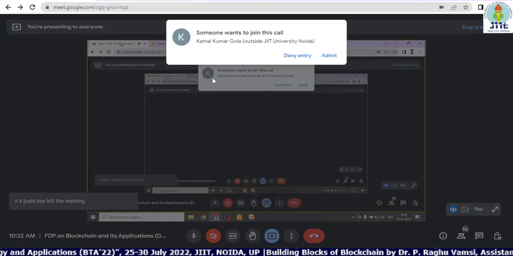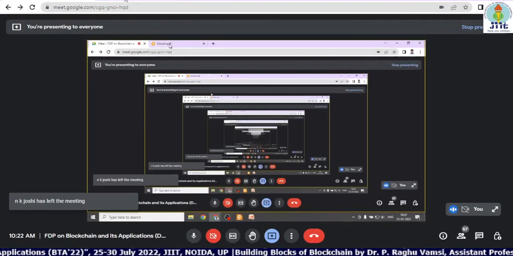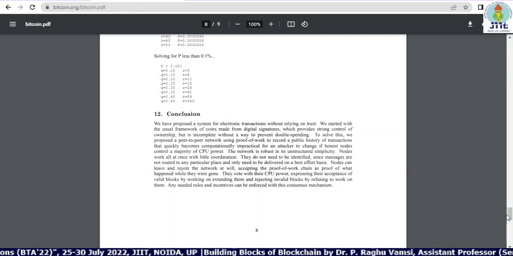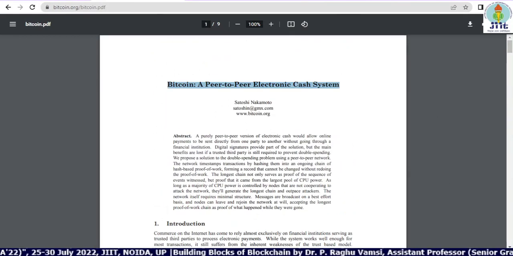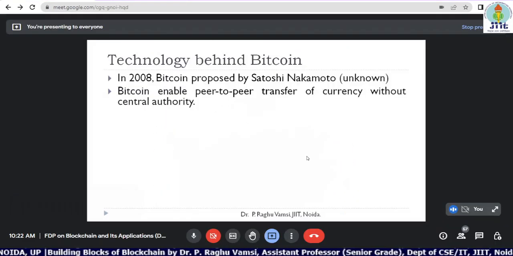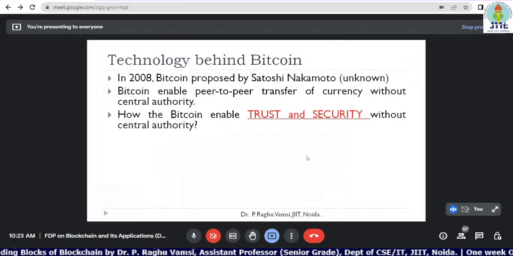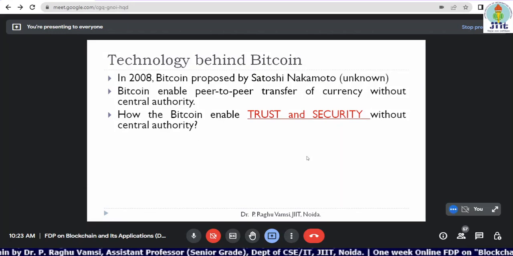So hence you can also go through this. The paper name is Peer-to-Peer Electronic Cash System by Satoshi Nakamoto. Bitcoin enables peer-to-peer transfer of currency without central authority. If there is no central authority, how does Bitcoin enable trust and security?